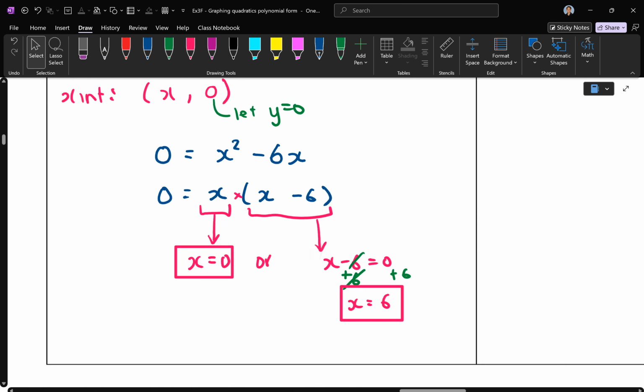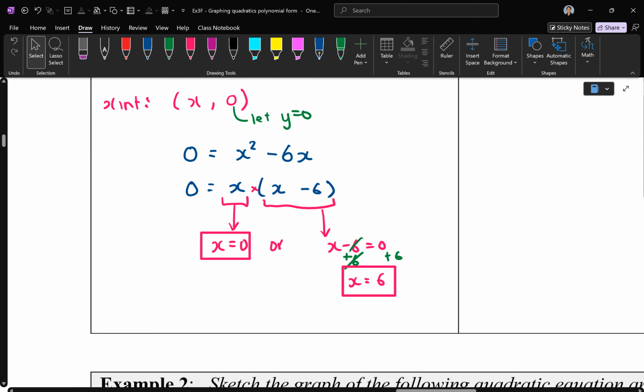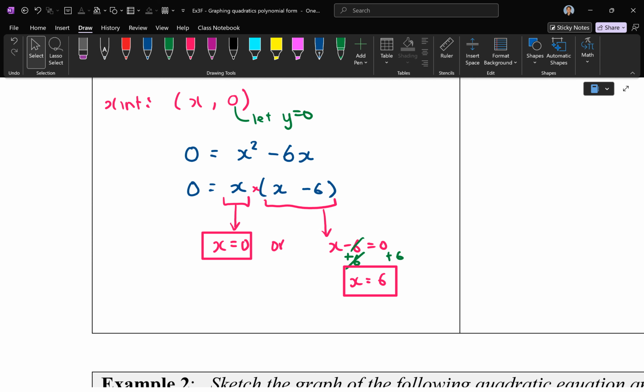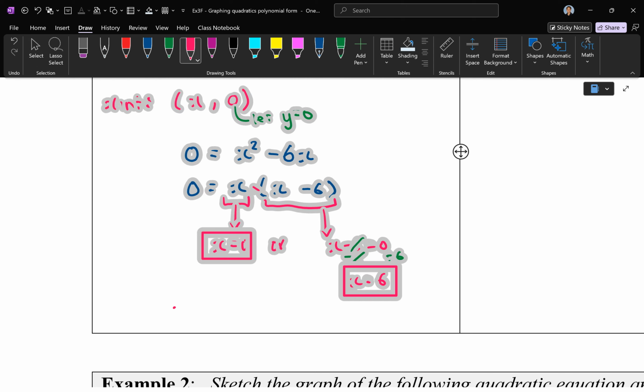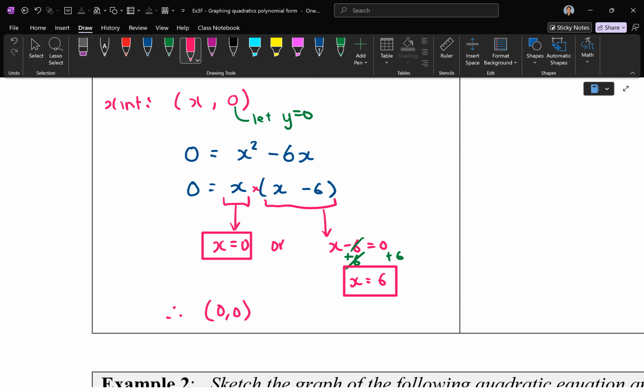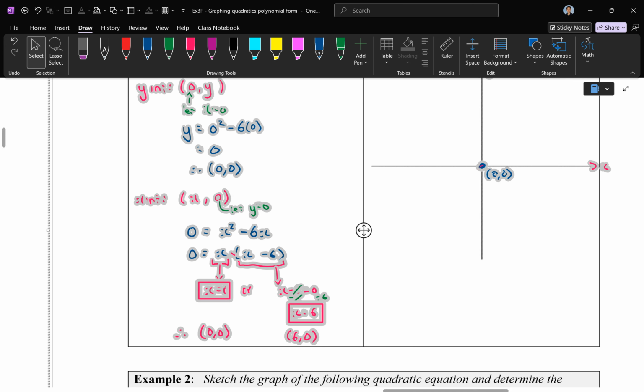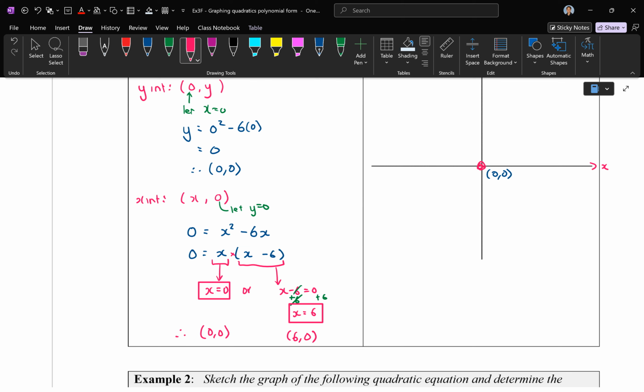What does that tell me? That tells me I've just solved: when will I have y equal to 0? You have y equal to 0 when x is 0, or you have y equal to 0 when x is 6. So that means you've got two coordinates. One is at (0, 0), and the other one is when x is 6 and y is 0. Which makes sense because you already got the y-intercept, which is (0, 0), and it also happens to be the x-intercept as well. So I've got now one point, which is here, (0, 0), and the other point is at (6, 0).